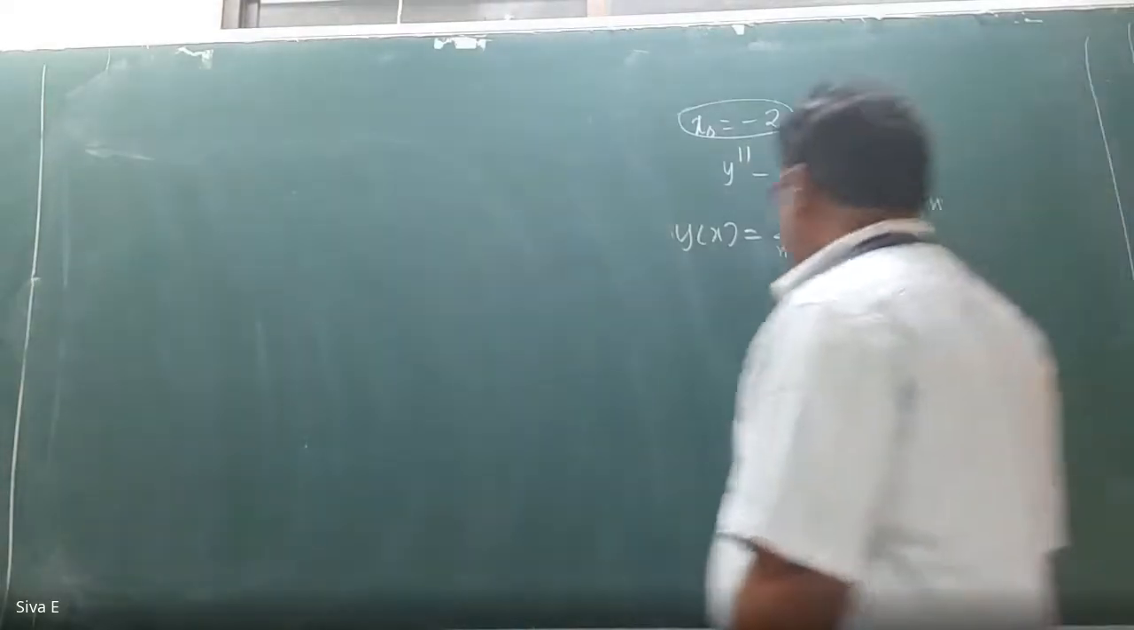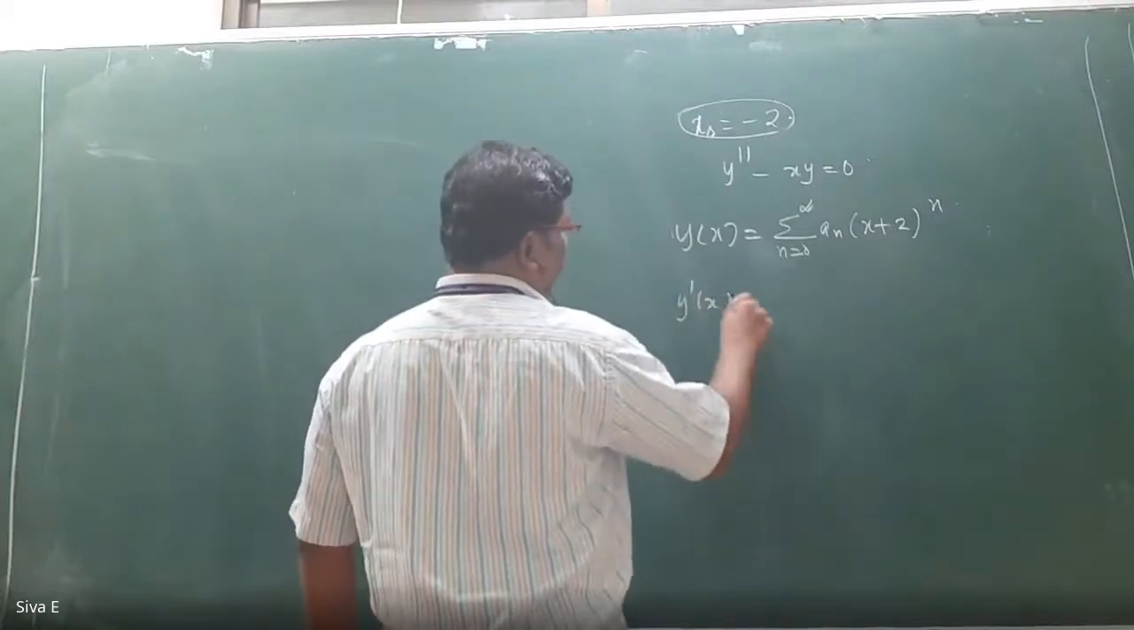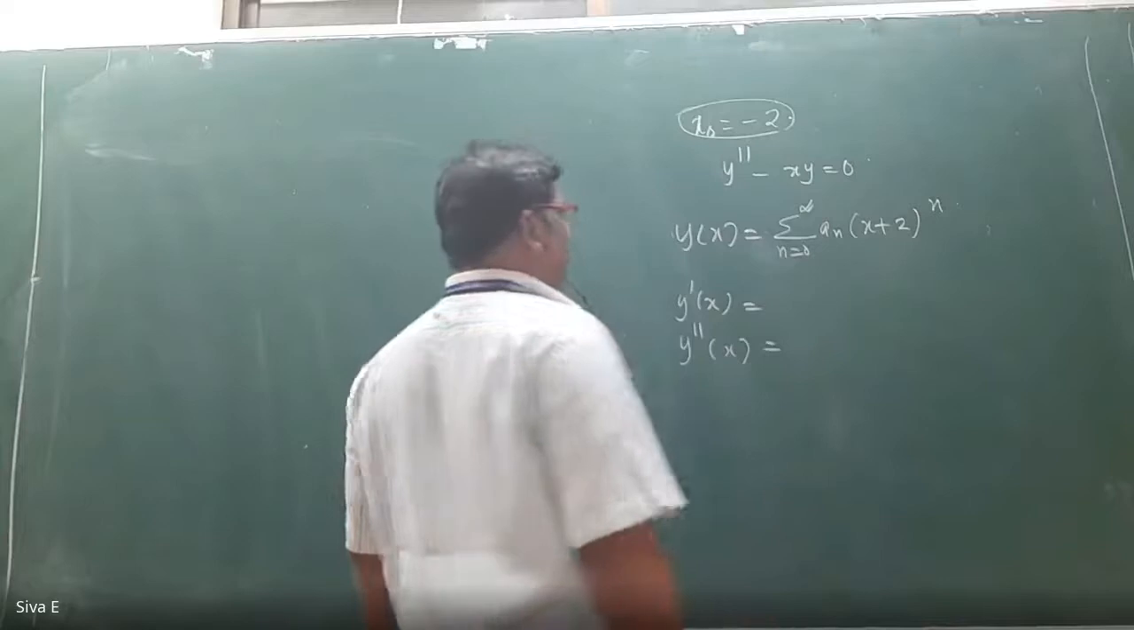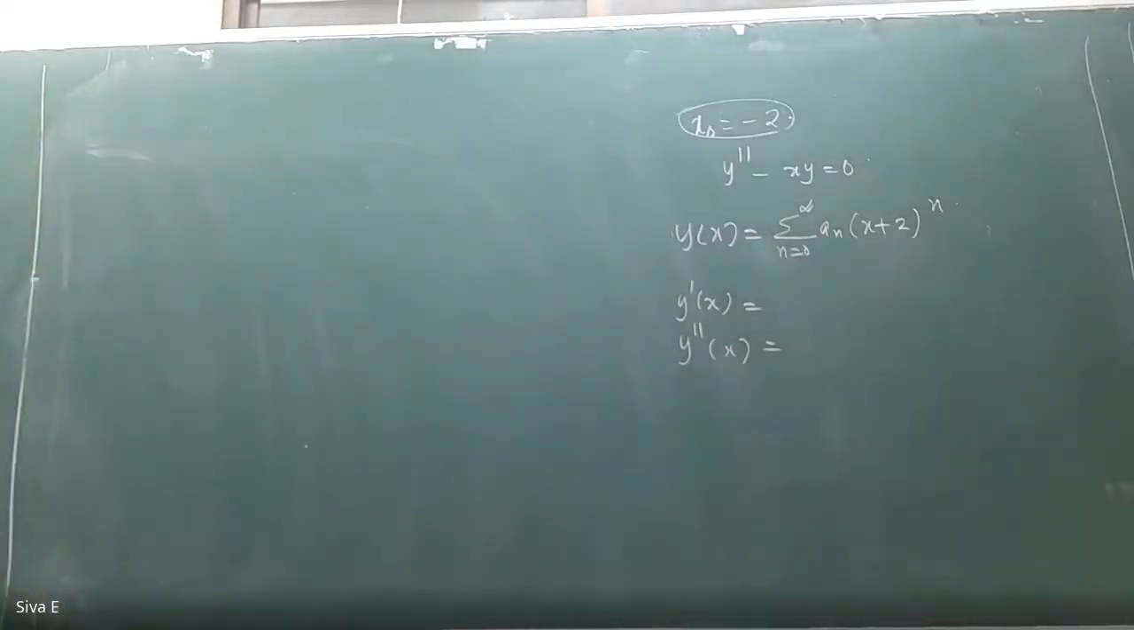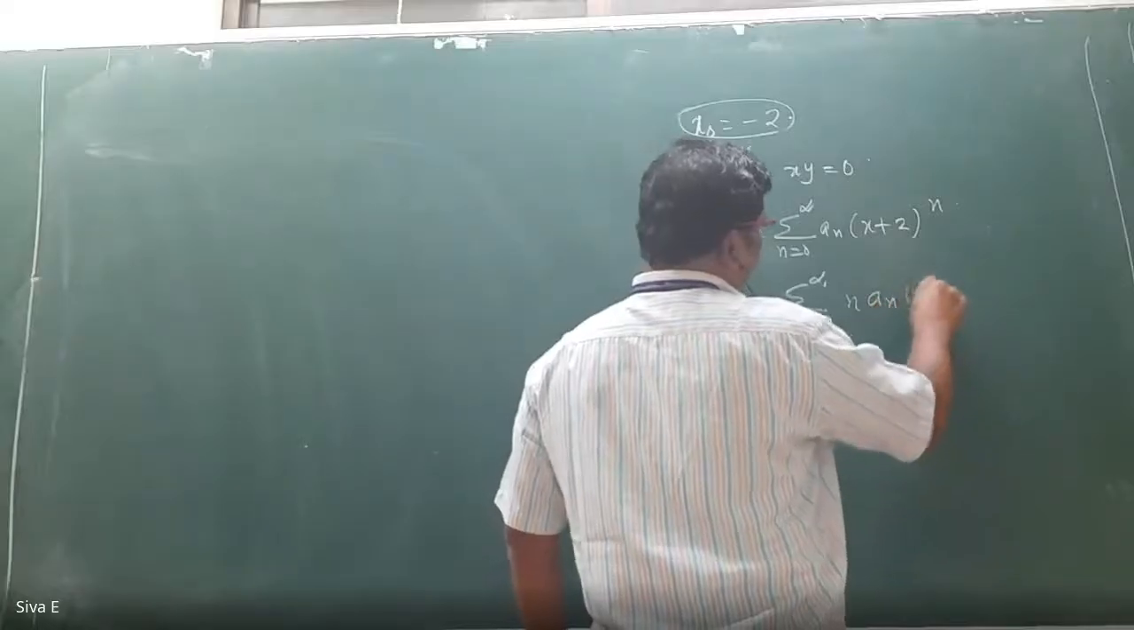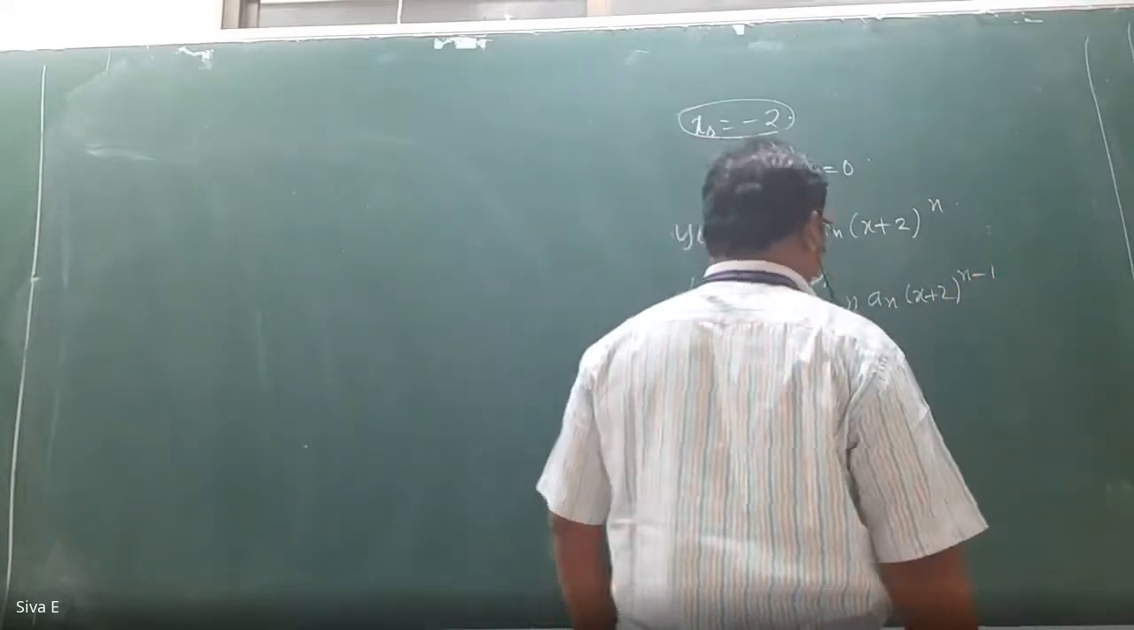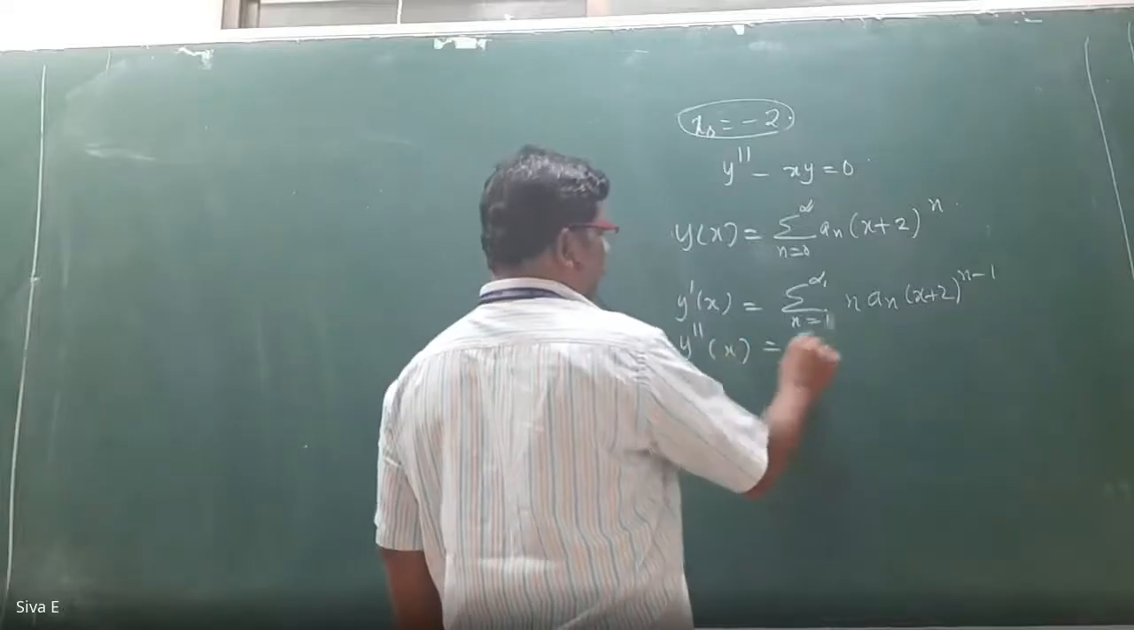Then what is y dash of x? What is y double dash of x? y dash of x is summation n equal to 1 to infinity n into a n into x plus 2 whole power n minus 1. Is that correct? And y double dash of x.